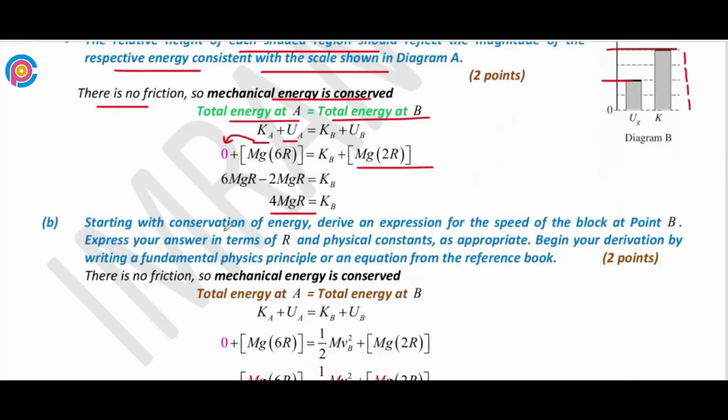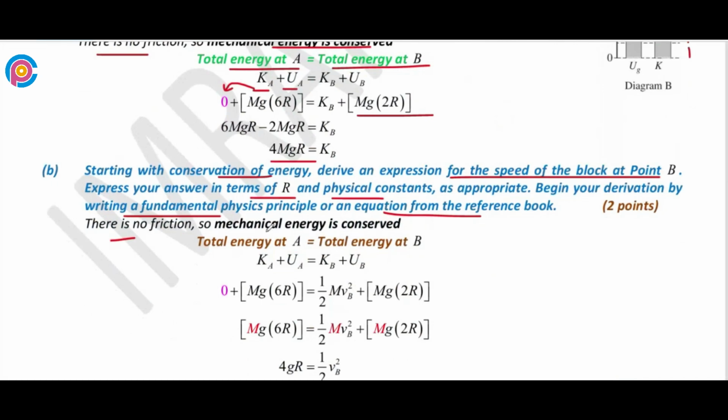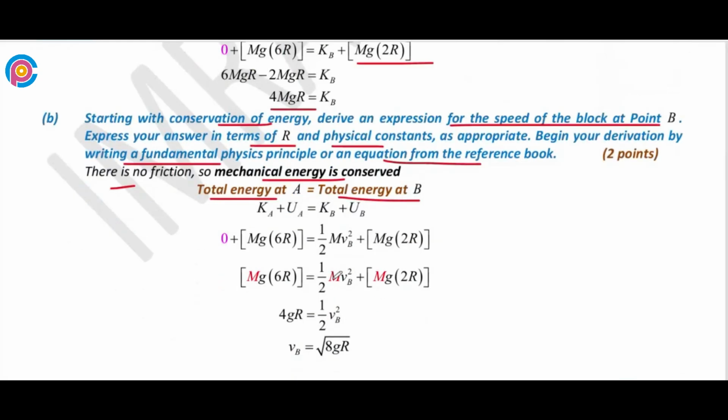Now, using conservation of energy, derive an expression for the speed of the block at B. Express your answer in terms of r and physical constants as appropriate. Begin your derivation by writing the fundamental principle or equation from the reference book. There is no friction, as we said earlier, so mechanical energy is conserved; total energy at A should be equal to total energy at B. So we place the kinetic energy formula, 1/2 m vB squared. We can cancel the m from both sides. We calculate 6 mgr minus 2 mgr, which is equal to 4 gr.